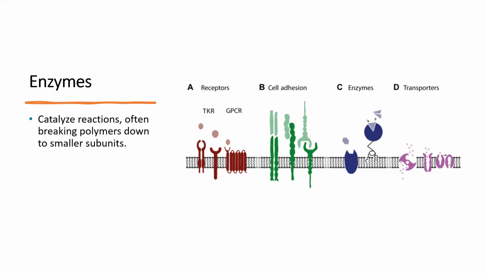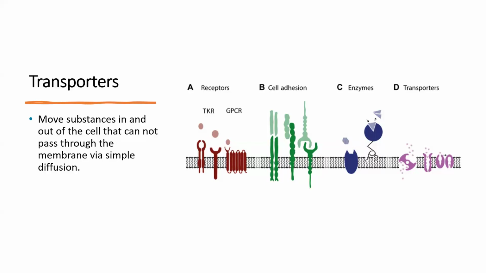We've got enzymes, which are the types of proteins that catalyze reactions. And so you have some of these that are released extracellularly. You also have some of them that sit in the membrane, and their job is to break down complex molecules, usually into smaller subunits, to allow them to enter the cell. Then we have transporters. These move substances in and out of the cell that can't pass through by simple diffusion. So we're going to talk a little bit more about transporters in a separate lecture.